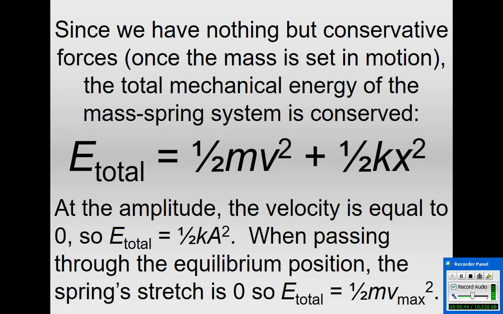1/2 k times the square of the amplitude, 1/2 m times the maximum speed squared, and then the most general situation, 1/2 mv squared plus 1/2 kx squared. At any given instant, all of those should yield values that are equal to each other, equal to the total energy of the system, which is conserved.